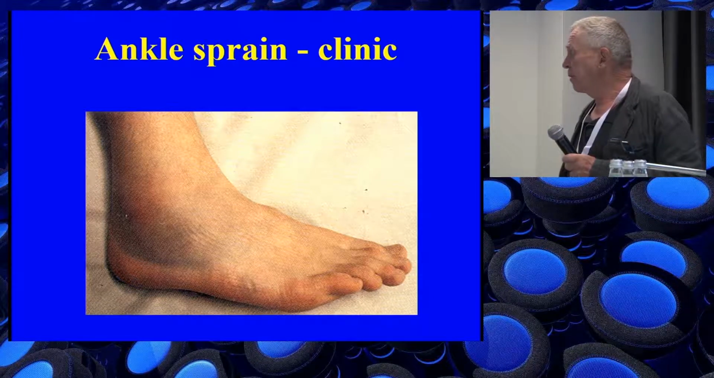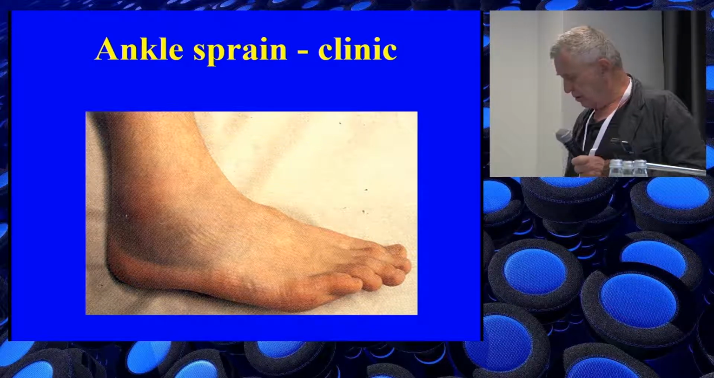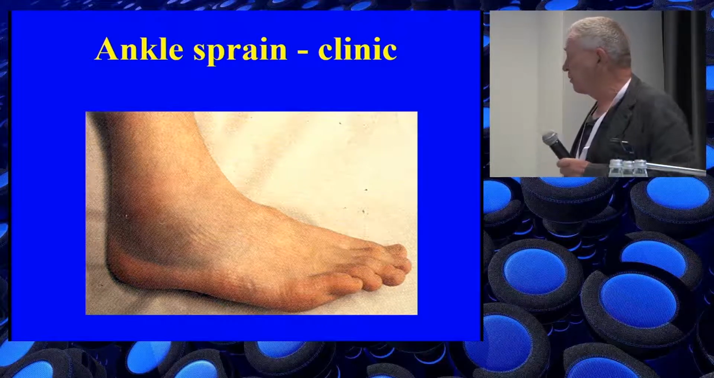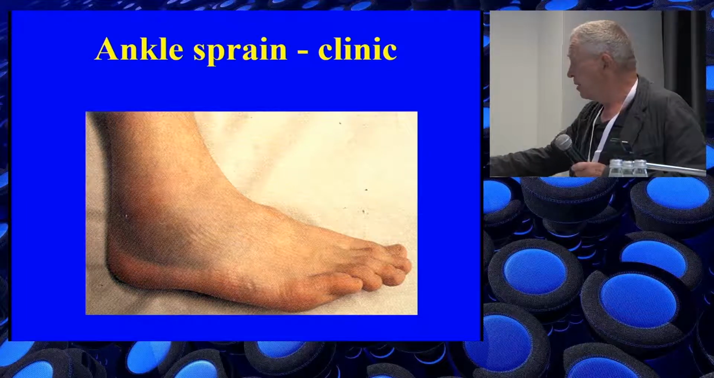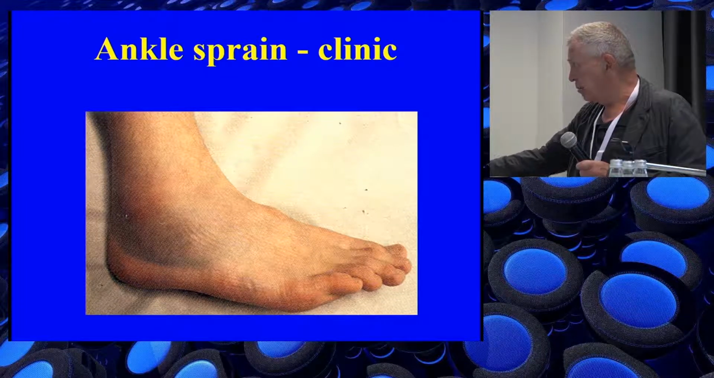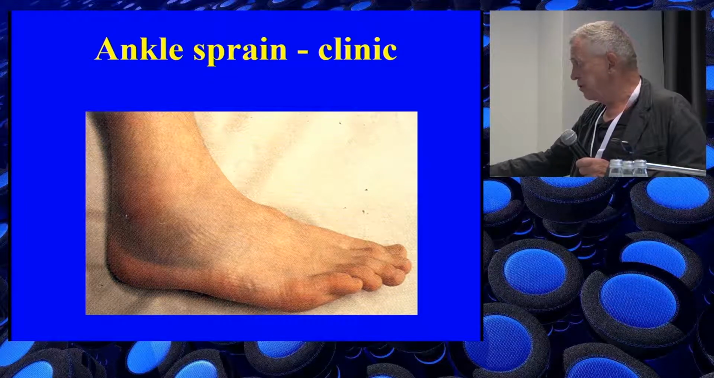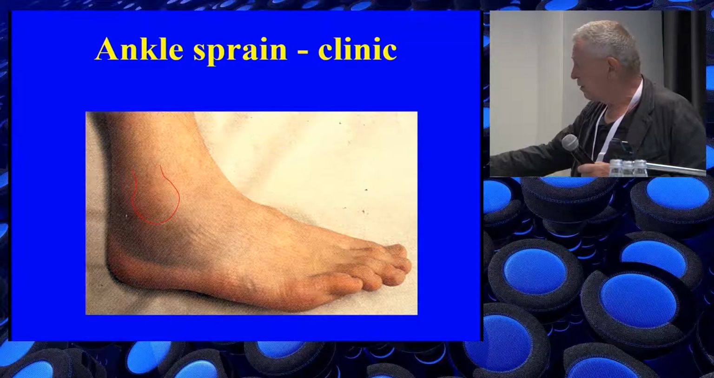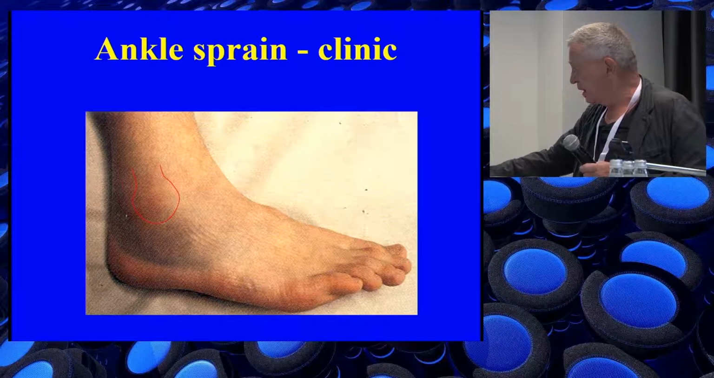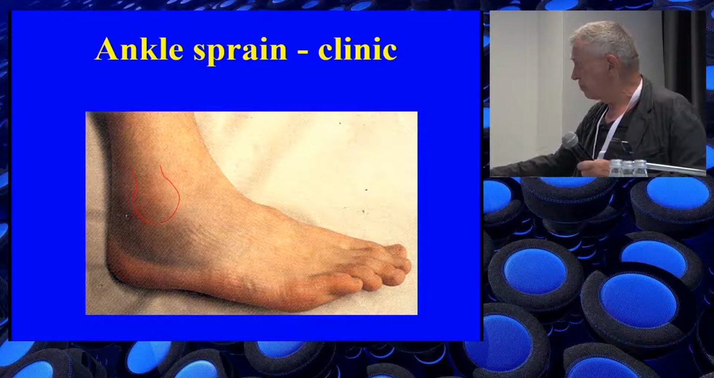So when you have a patient coming in with a distortion of the ankle joint, what's the clinic? The obvious thing, of course, is to look here. You see a big hematoma, a discoloration, and swelling of the foot. And observe that this is the end of the fibula, and here is the hematoma, here's the swelling.